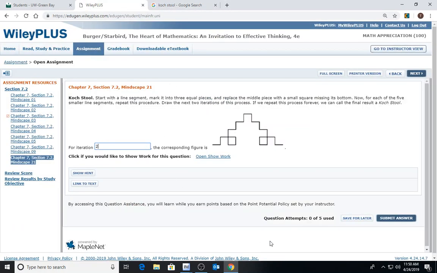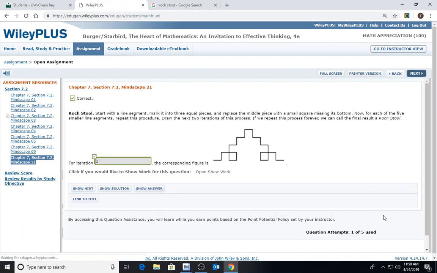This one's 2? It doesn't have the same one. You have the same one? Okay, thank you for letting us know. Okay, so evidently this is 2, and if you have the next one up with a little tiny Koch stool here, and here, and here, that will be 3. Any other questions?